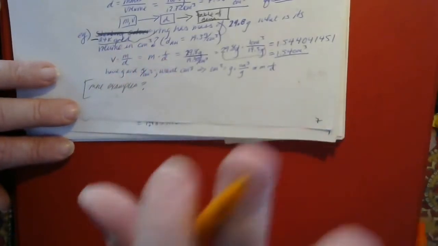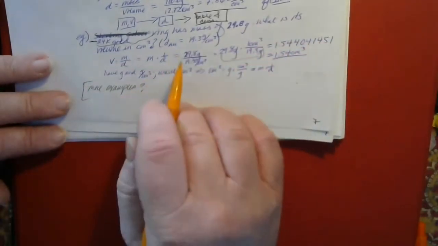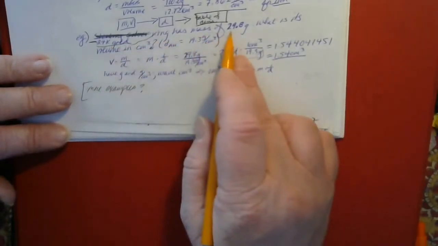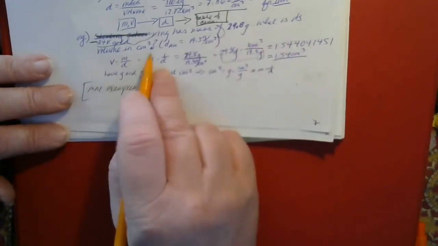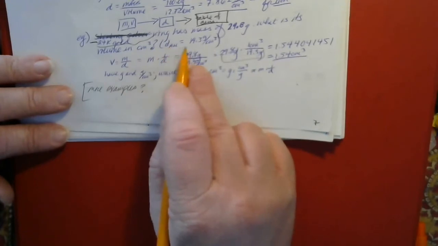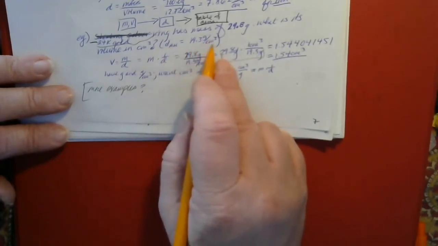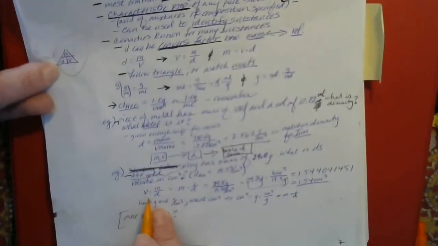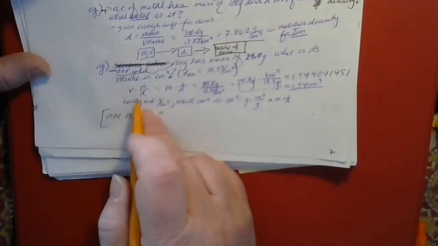But we'll assume for the moment that 24 karat gold is close enough to being pure that we can use the textbook density for gold. So this pure gold ring has a mass of 29.8 grams. What would be its volume in cubic centimeters, knowing that the density of gold is 19.3 grams per cubic centimeter? Well, from our equation, if we want volume, it's mass over density. So volume is mass divided by density.